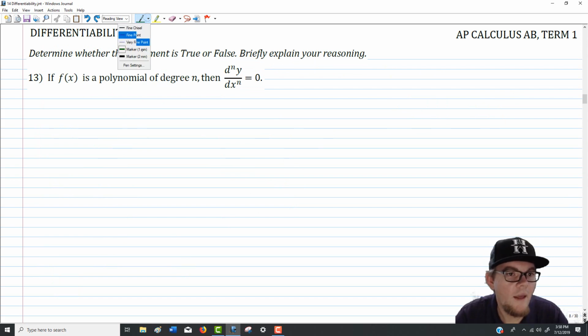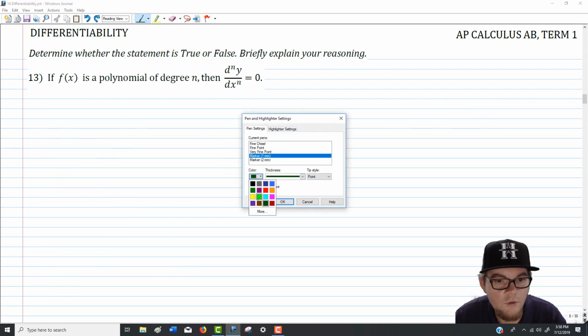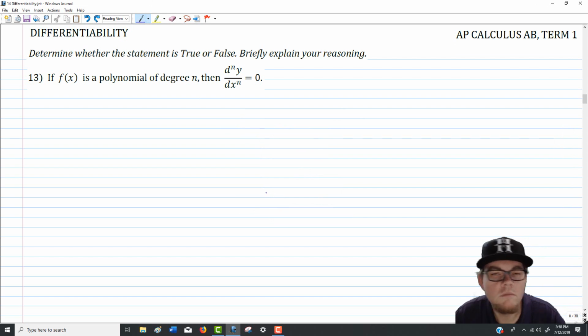Alrighty. That brings us next to the true or false section. I'm only doing one of the two. I think the written solutions will do a good job on question number 12. But in this section, as it says before, we're going to determine whether the statement is true or false, and then we're going to explain our reasoning.